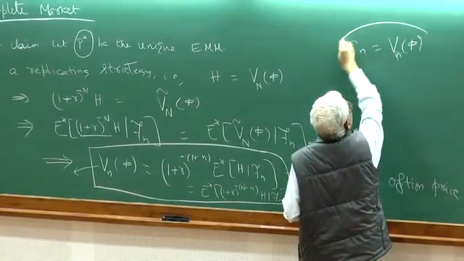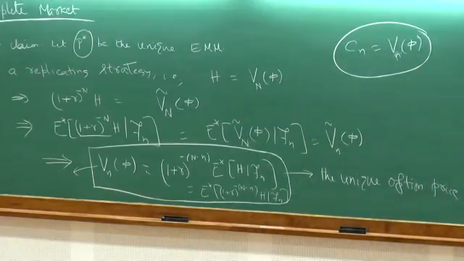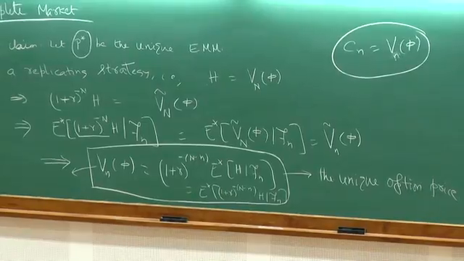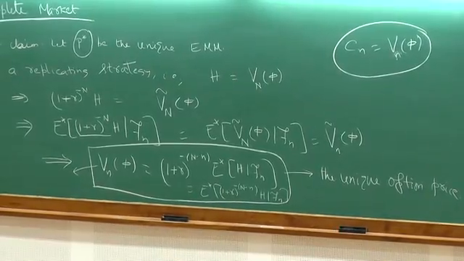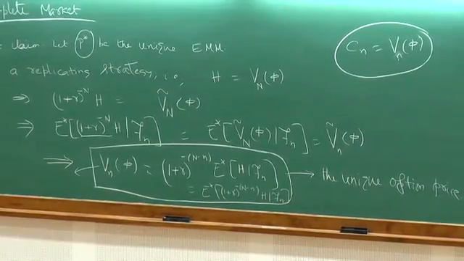This is the unique option price. But if you keep quiet, you may lose Cn. But you can also, because buyers' and sellers' roles are dual to each other, right? You can also hedge yourself. Do whatever the buyer does, do exactly the opposite.